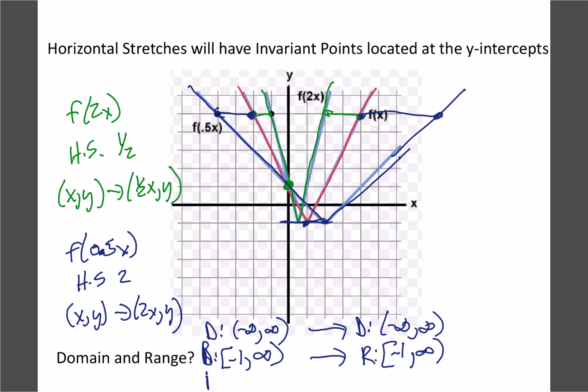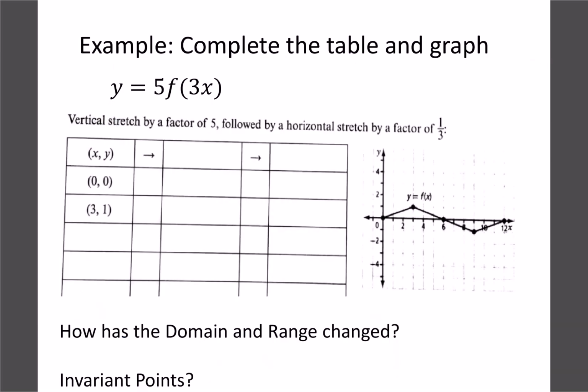In terms of a change in domain and range, it would be the domain that would change, but that would only happen if the graphs ended. So if all of these graphs stopped at the top, then they would be a different domain. Okay, so let's do one more example.